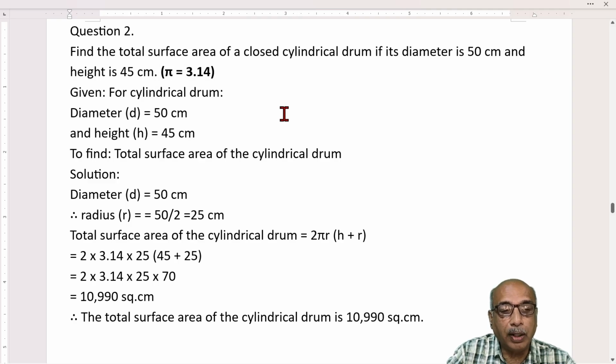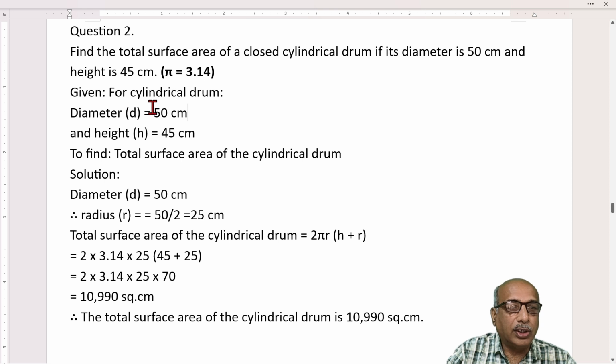So in this problem, we can't use the value 22 by 7. Even if your calculations are correct, the valuer may mark it wrong only because the value of pi is given as 3.14. So please take note, if a value is given, we have to take the same value.